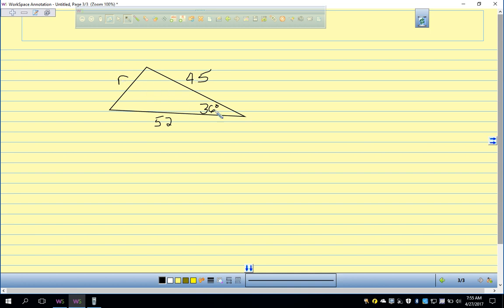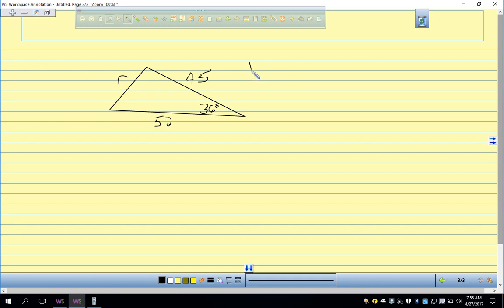So now I have a side angle side, so I couldn't use law of sines, because if I try to use law of sines, I'd have two variables, right? I'd say sine of 36 is to R, and sine of something is to 52, so I don't have enough stuff there. So I'm going to use law of cosines because it's side angle side, right?